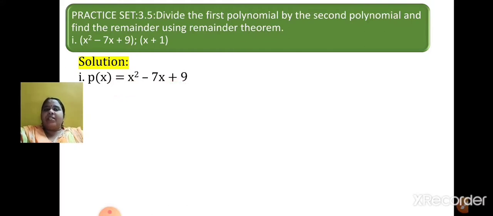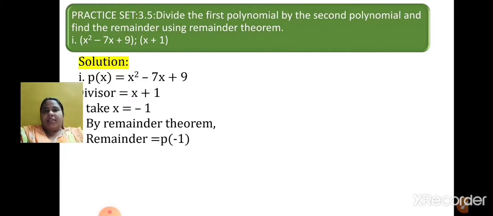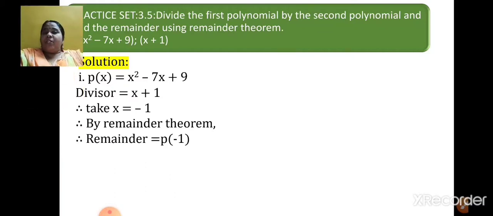Then look at the divisor, it is x plus 1. Exactly the opposite of it, as we used to do in synthetic division. Same way, the divisor is x plus 1, I will take the opposite of this and substitute x as minus 1. I hope you are understanding this concept. Substitute x as minus 1. Therefore, by remainder theorem, wherever I see x I will substitute minus 1. So this will be p of minus 1.